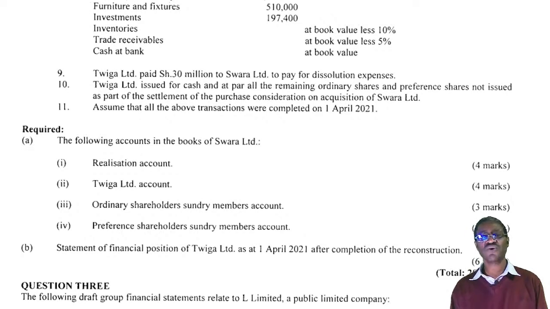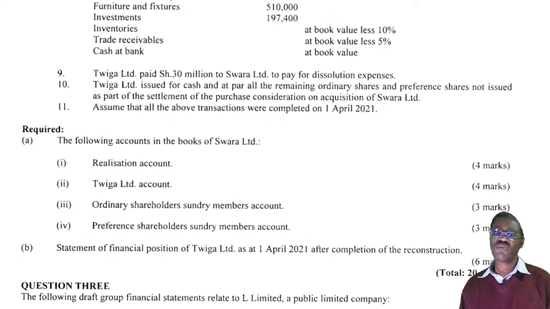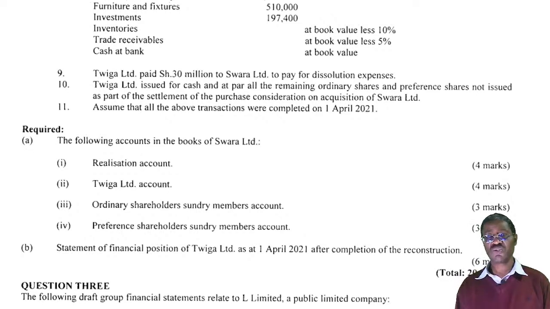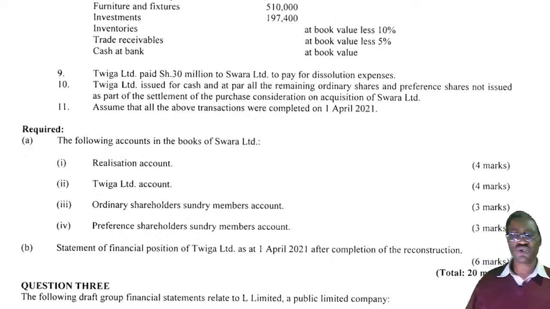11. Assume that all the above transactions were completed on 1st of April 2021. Required A. The following accounts in the books of Swara: 1. Realization. 2. Twigger Limited. 3. Ordinary Shareholders Members. 4. Preference Shareholders Members. B. Statement of financial position of Twigger Limited as at 1st April 2021 after completion.